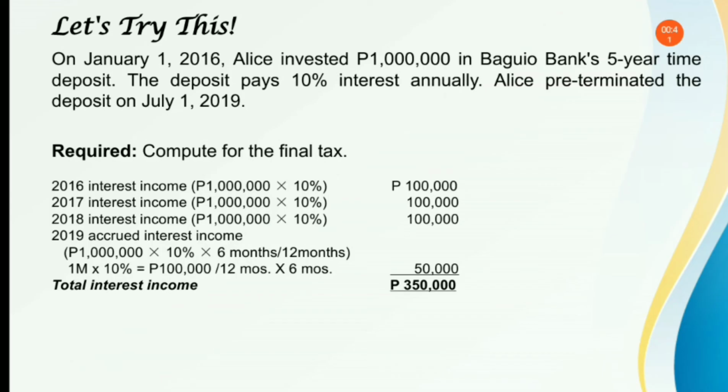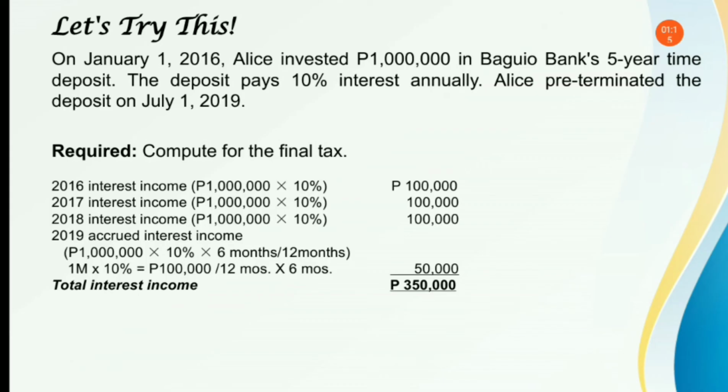Ngayon, sa 2019, kasi hindi natapos yung taong 2019, na pre-terminate yung deposit on July 1, 2019. So, magkano nga ba yung interest from January 1, 2019 until July 1, 2019? Okay, so the way we compute it, until June 30, 2019 lang siya. So, January, February, March, April, May, June. So, there are 6 months.